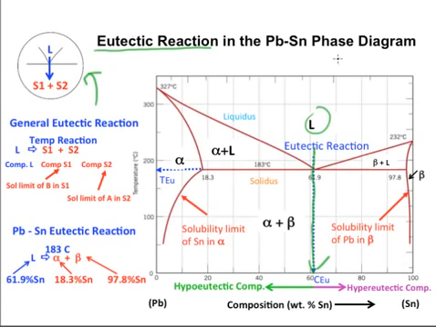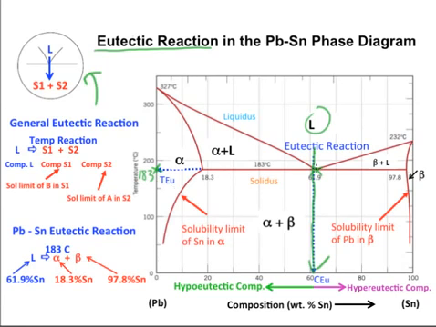The eutectic temperature is the temperature at which the eutectic reaction takes place. So in order to find it, we start here. This point is very important. And then we head over to the y-axis, which gives us temperature. And so this value right here, which in our case is 183 degrees Celsius, is our eutectic temperature.